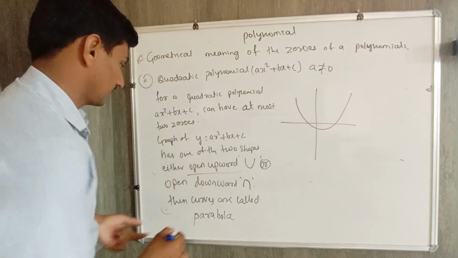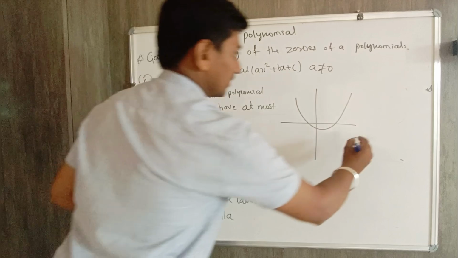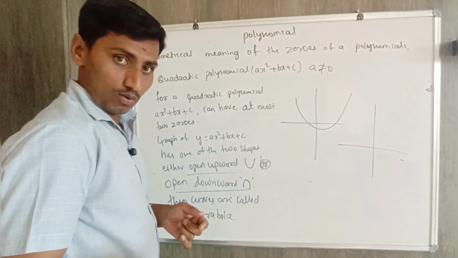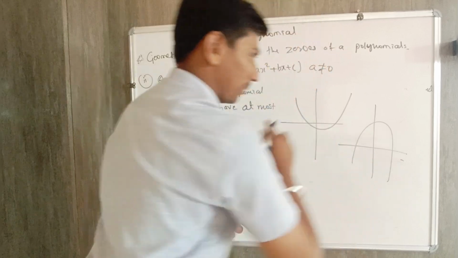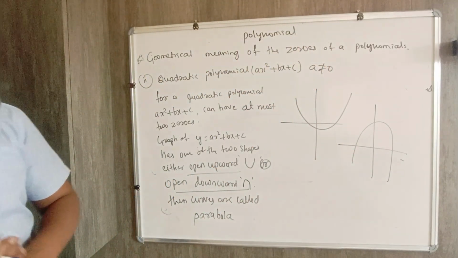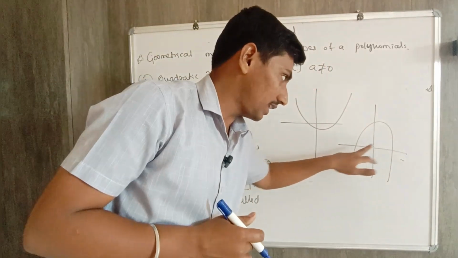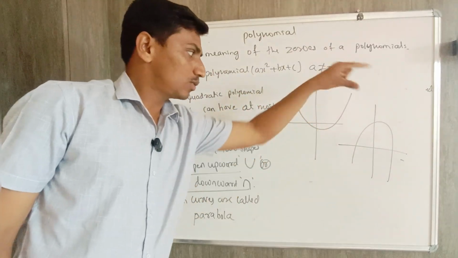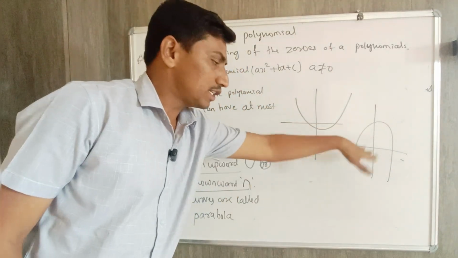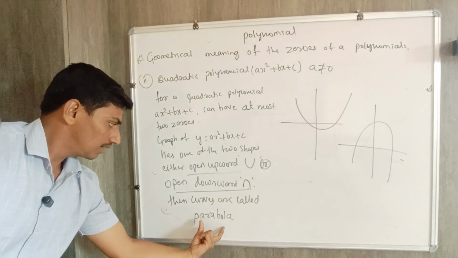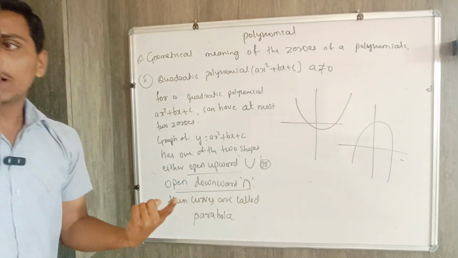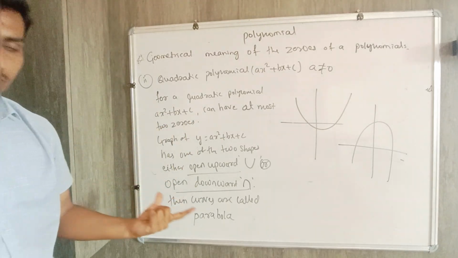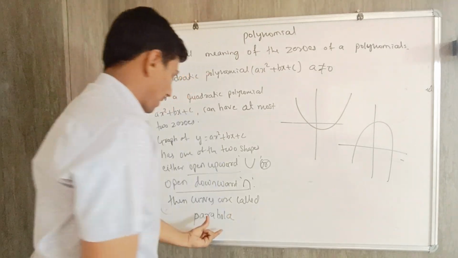Next, open downward, the second graph. Open downward means how many zeros? Two zeros, the x-axis intersecting points 1, 2. Okay, this is open upward, this is open downward. So these two are called parabola. Parabola, hyperbola, I studied in PUC higher classes. Okay, so this is parabola.